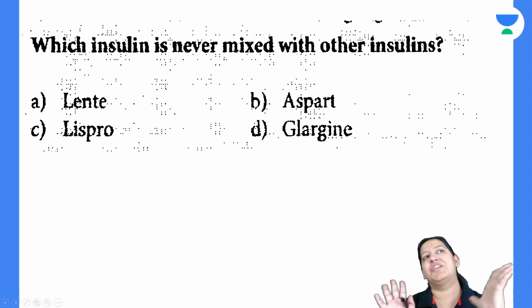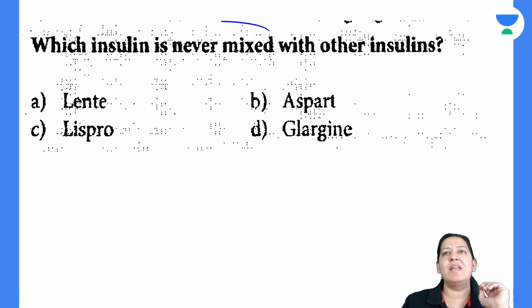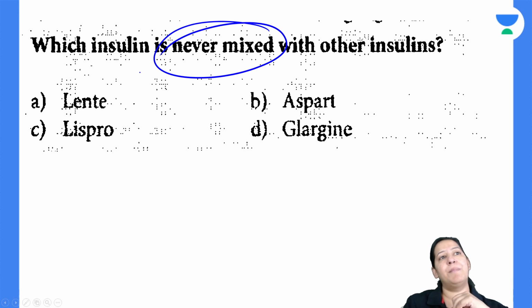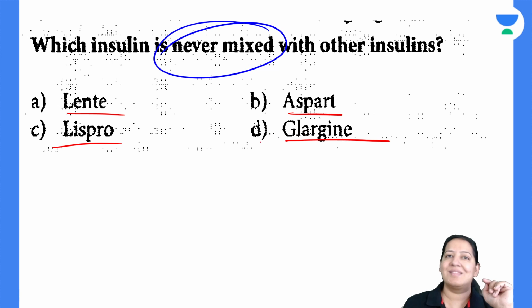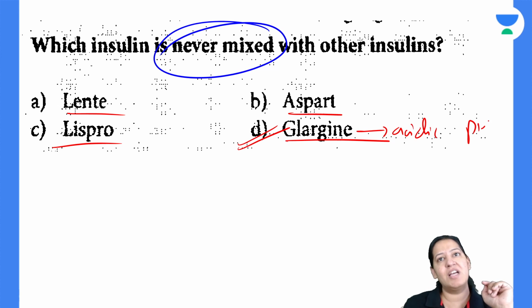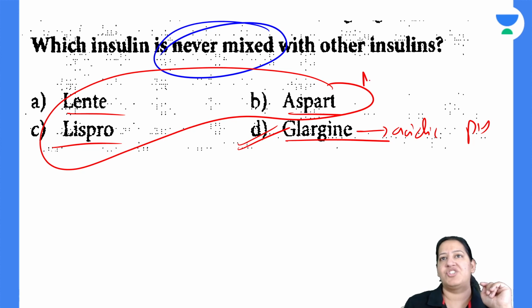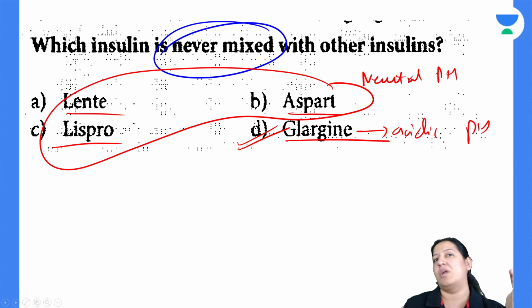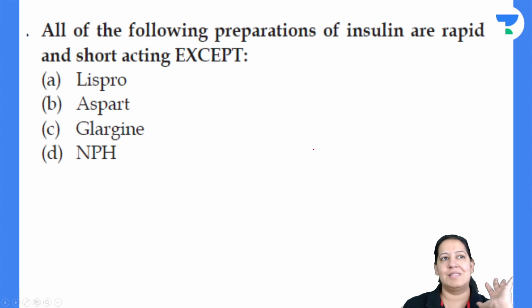So these are the questions in front of you. Which of the following insulin is never mixed with other? Is it Lente, Aspart, Lispro or Glargine? The answer is Glargine. The reason is that it has acidic pH. The rest all have neutral pH. So we can mix neutral with neutral, but we cannot mix acidic pH with neutral. That is the reason. The correct answer is D. Have you got it?